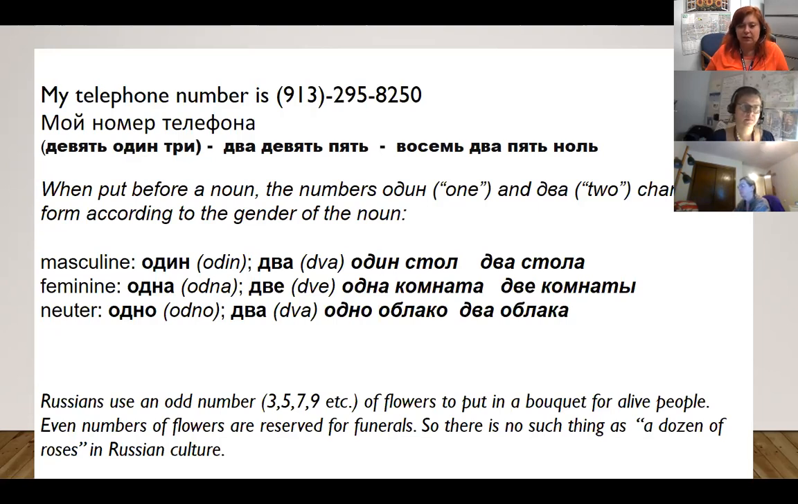And here is an interesting cultural note. Russians use an odd number of flowers to put in a bouquet: 3, 5, 7, 9, etc. They never use even numbers when they buy flowers, for example. So there is no such thing as a dozen roses in Russian culture.